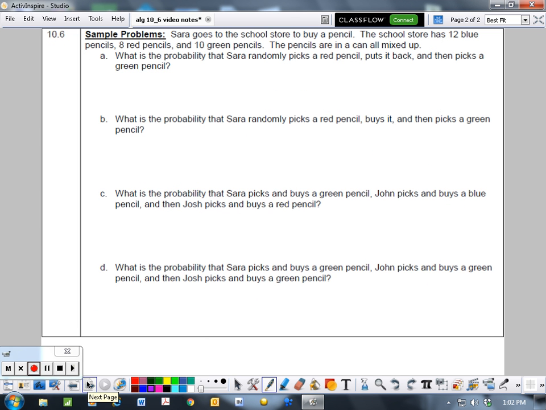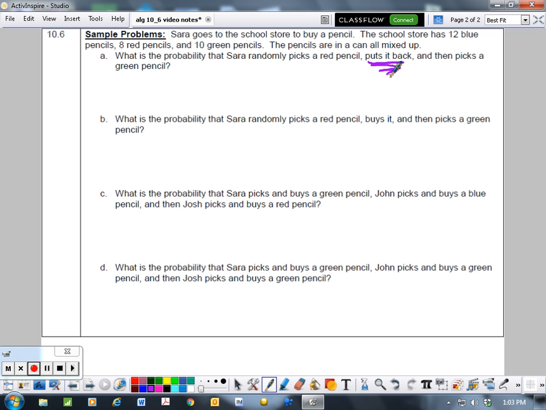So, a sample problem. Sarah goes to the school store to buy a pencil. The school store has 12 blue pencils, 8 red pencils, and 10 green pencils. So altogether it looks like there's 30 pencils. The pencils are all in a can mixed up. What is the probability that Sarah randomly picks a red pencil, puts it back, and then picks a green pencil?